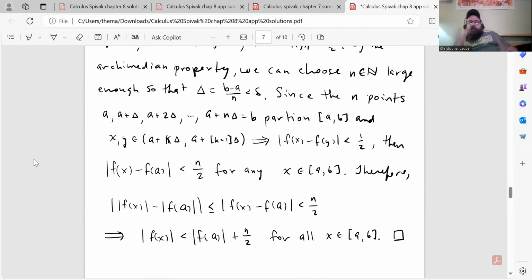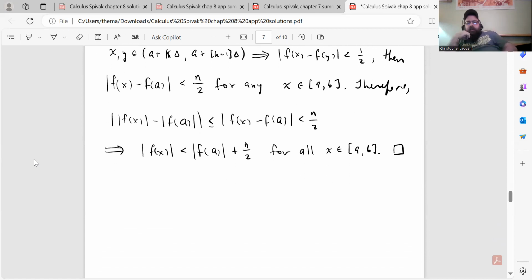Therefore, I'm just using a version of the triangle inequality here: absolute value f of x minus absolute value f of a is less than absolute value f of x minus f of a, which we just saw was less than n over 2. This implies that absolute value f of x is less than absolute value f of a plus n over 2 for all x in the closed interval from a to b. Therefore, f is bounded on that interval, and that proves the theorem. And that's it. That's the exercise set for the appendix in chapter 8.